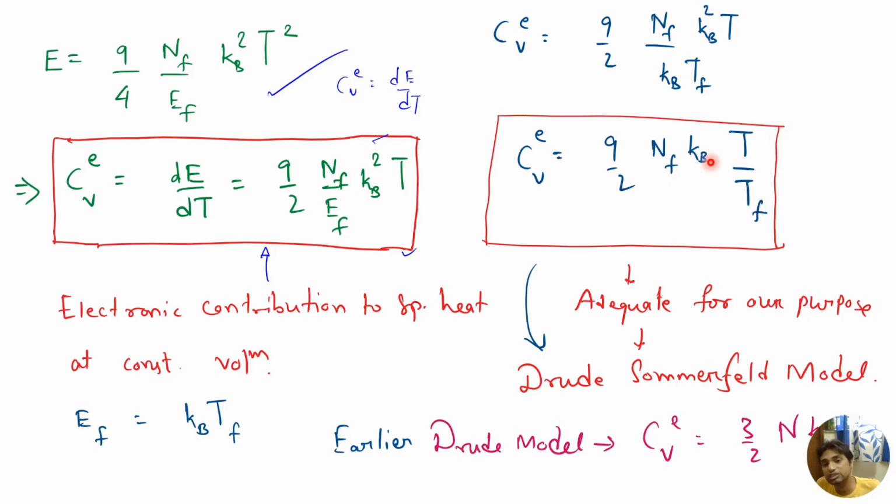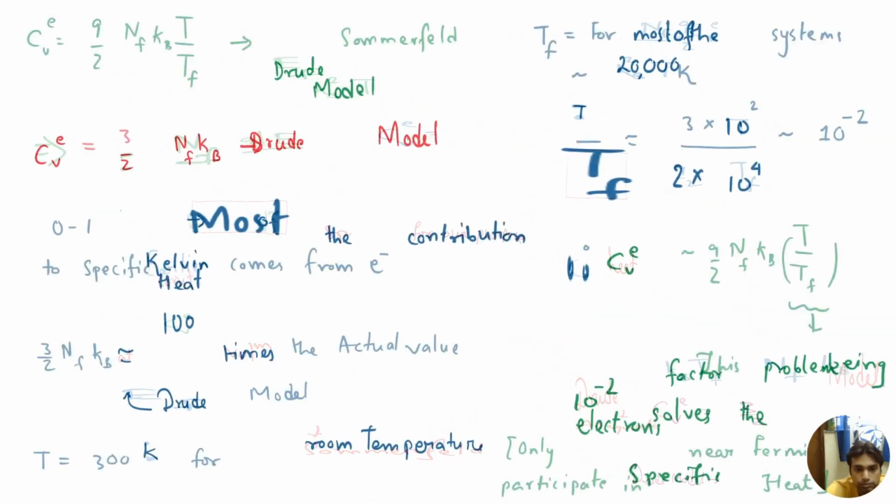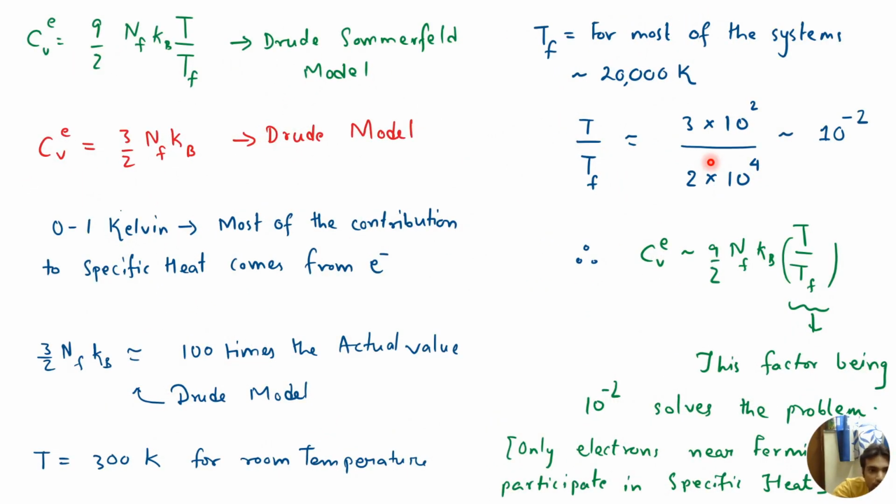Remember, this NF is the total number of states up to energy EF, and all those states up to energy EF are filled. That means this gives you an idea of what is the total number of electrons in the system. Okay. So in the Drude-Sommerfeld model, it is 9 by 2 NF kB T by TF, whereas in the Drude model it was 3 by 2 NF kB. And most of the contribution to the specific heat comes from the electrons between 0 to 1 Kelvin.